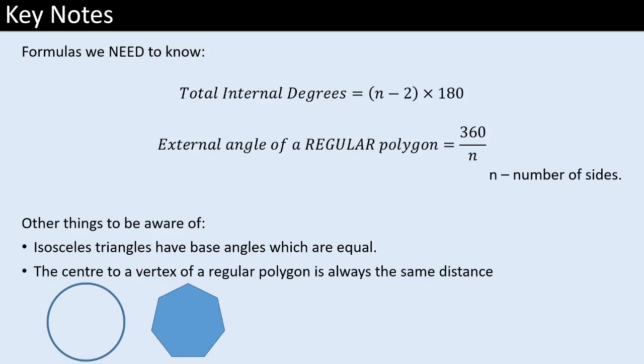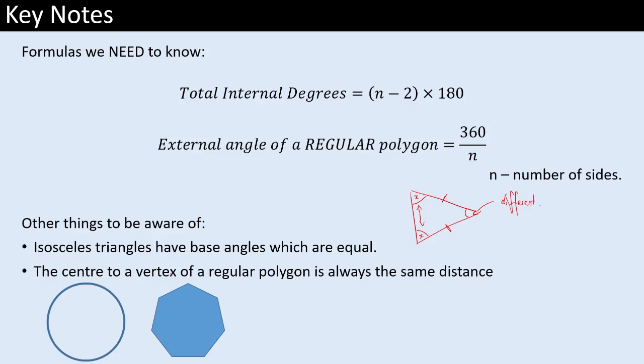Other things for us to be aware of. We have that an isosceles triangle will have base angles which are equal. So if I have a triangle like this, and I know that these two sides are the same, I know that these two angles here will also be the same. And the angle where the two equal sides meet, that one will be different.